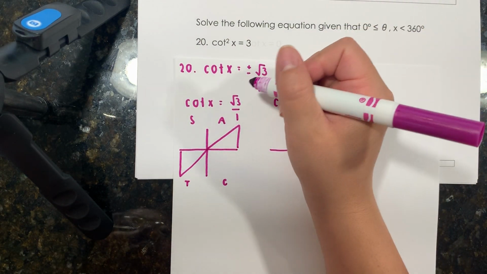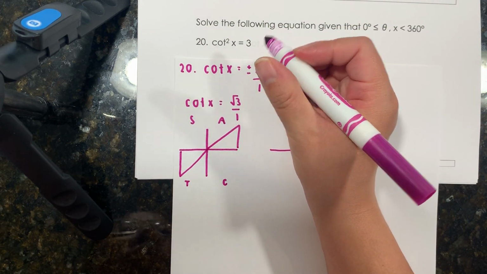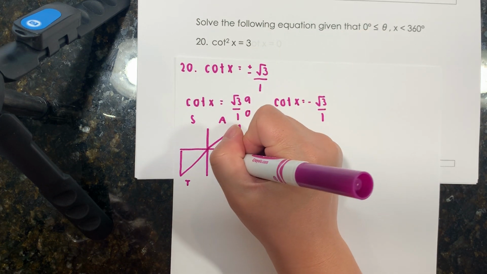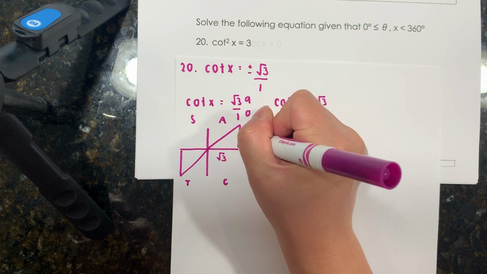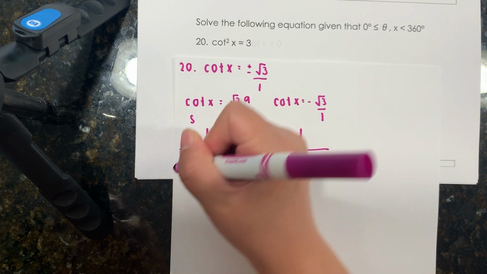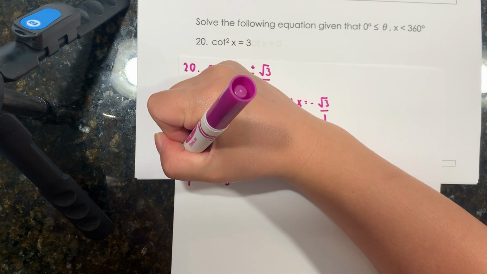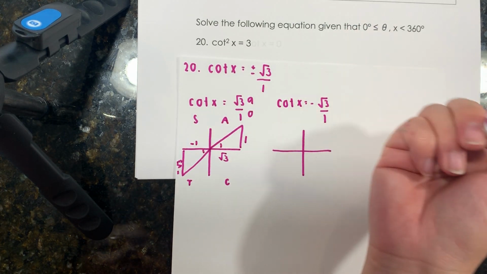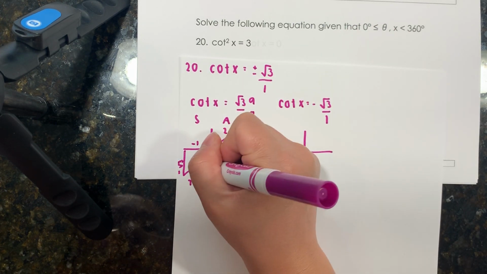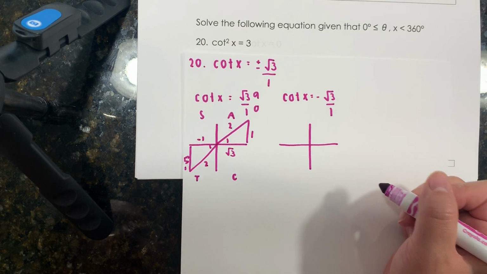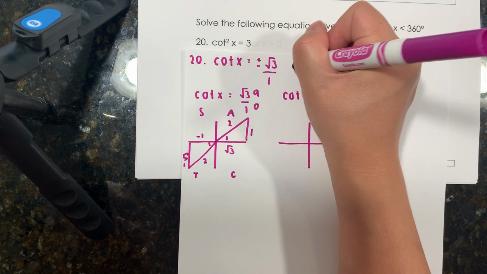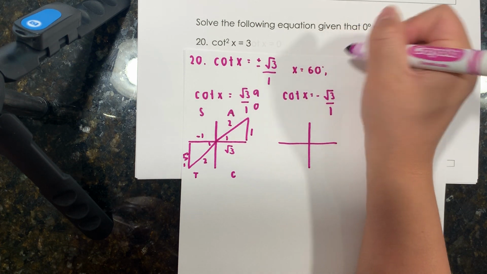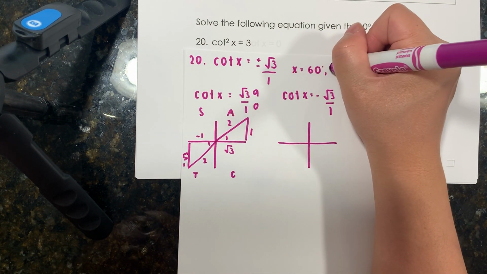Cotangent, though, is the inverse of tangent. So instead of opposite over adjacent, it's going to be adjacent over opposite. So that would be square root of 3 over 1, then square root of 3 over 1, meaning that this angle here is going to be a 60-degree angle. So for the first one, I would have 60 for quadrant 1, and for quadrant 3, it would be 240.